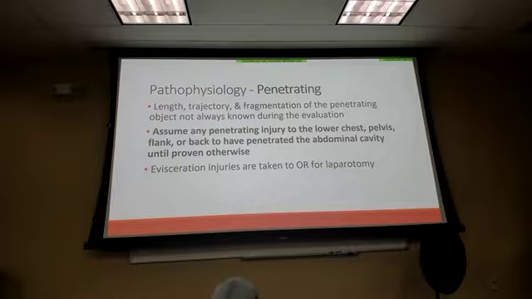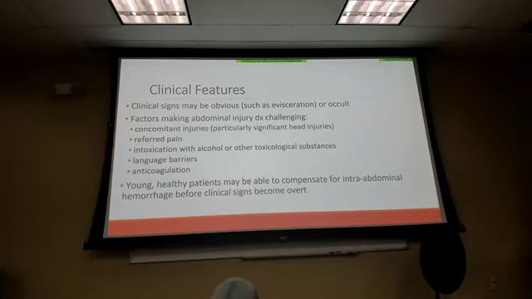Everybody knows what evisceration is, right? Not to insult anybody's intelligence. All right. So basically some sort of organs are sticking out of the abdominal cavity. So sometimes signs can be obvious, especially for patients in extremis: they have peritonitis, or we have an evisceration.